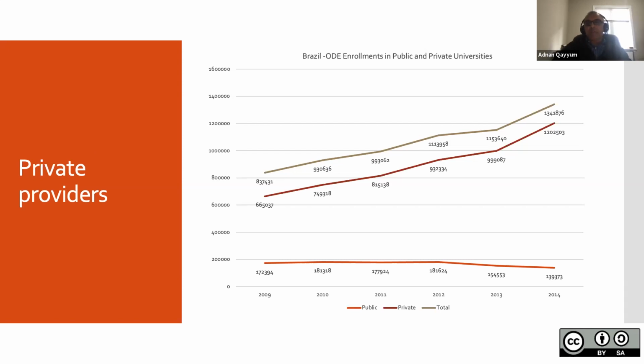So you see, for example, in a country like Brazil, all of the growth that's happened in open and distance education has been from the private sector. And you see in the middle line, the red line, all of that growth is all private sector. The bottom line is all public sector, right? Next slide, please.